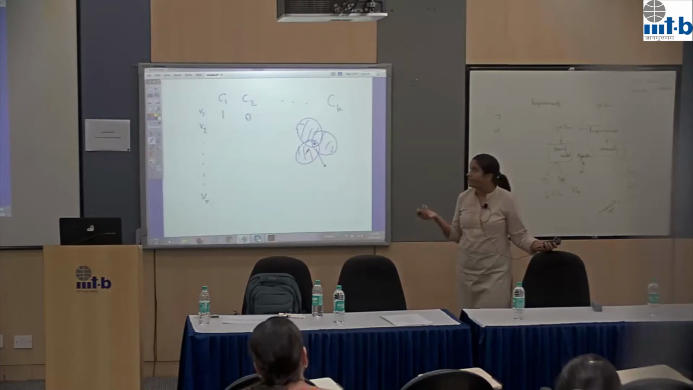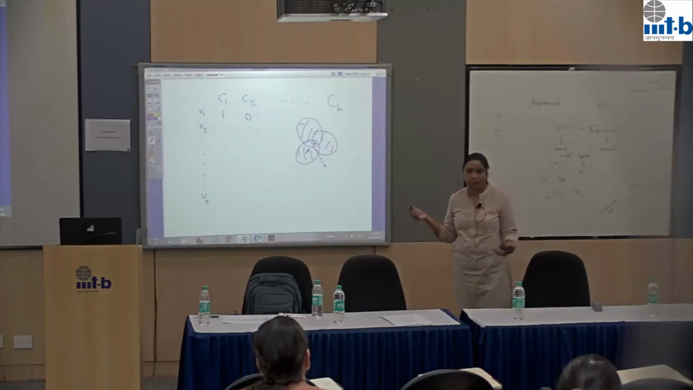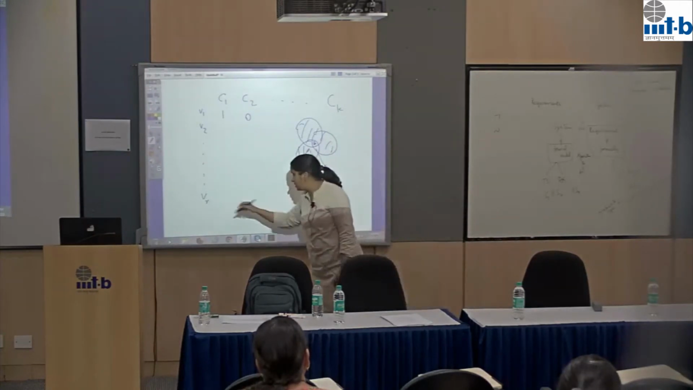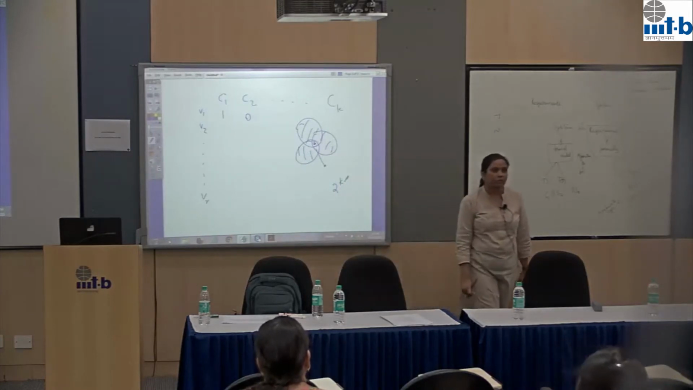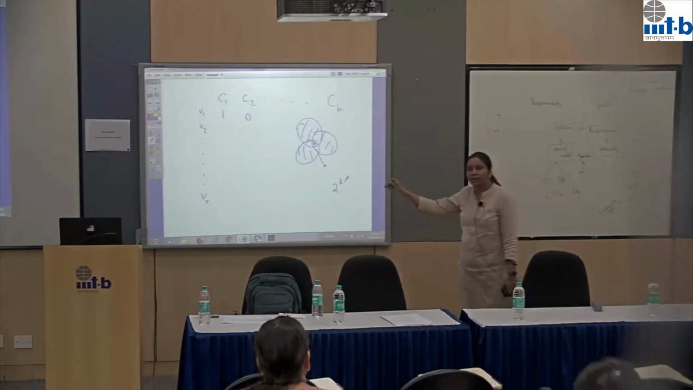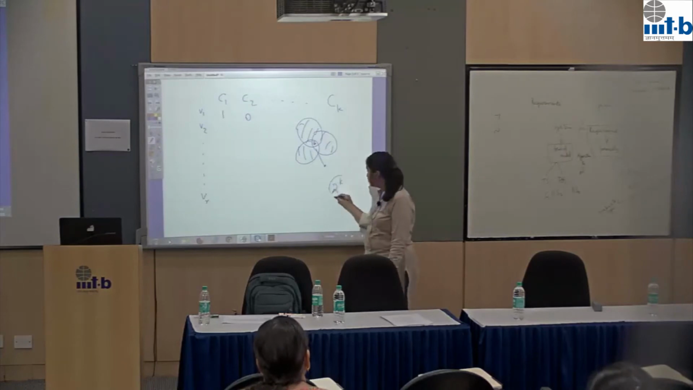How many bit strings of length k can there be? 2 to the power k, right? So therefore the number of vertices cannot be larger than 2 to the power k. So we got a kernel which is of size bounded by a function of k. So this is the kernelization.